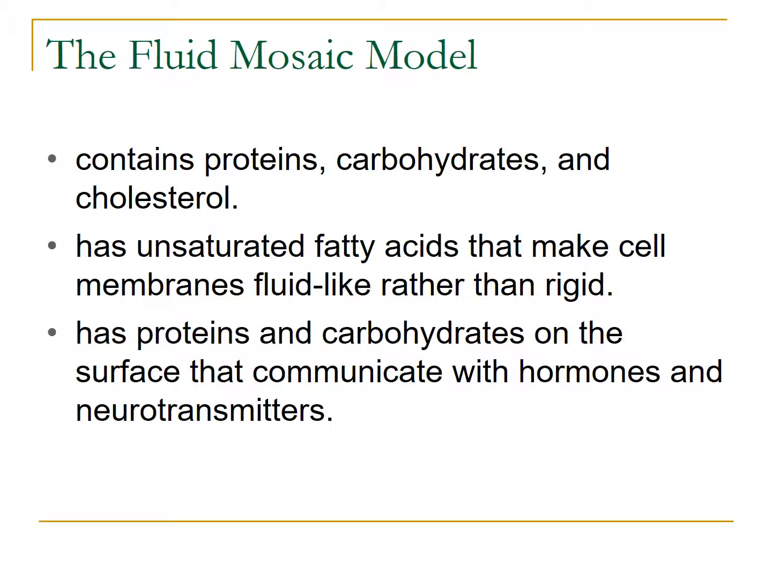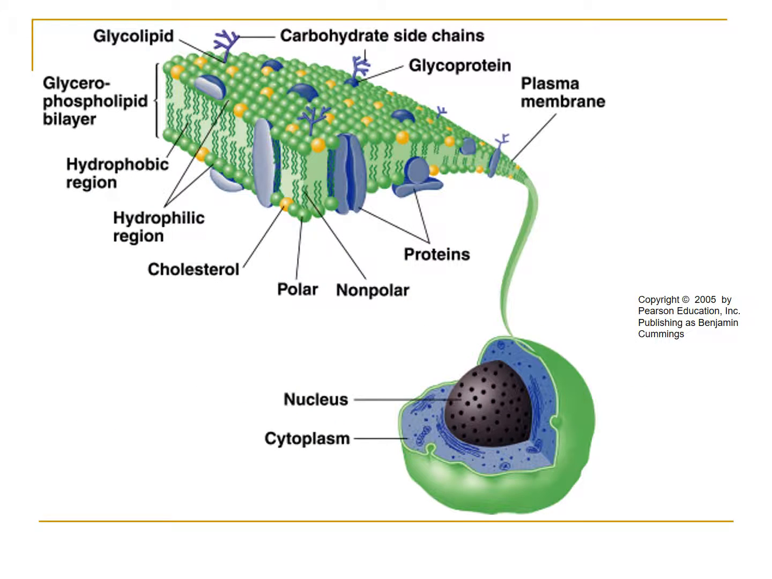Also proteins and carbohydrates on the surface are going to be communicating with hormones, neurotransmitters, and cellular recognition. Cells are not on an island. Cells work together in the body, and cells have to communicate with each other, and so there are things on the surface of the cell, like proteins and carbohydrates, that are the way in which cells recognize each other and basically talk to each other in a way. So this sort of ties it all together.